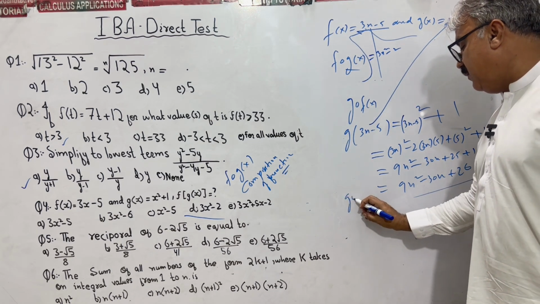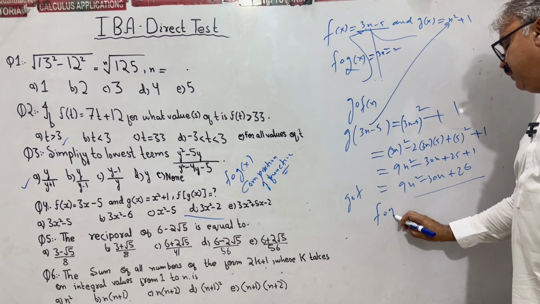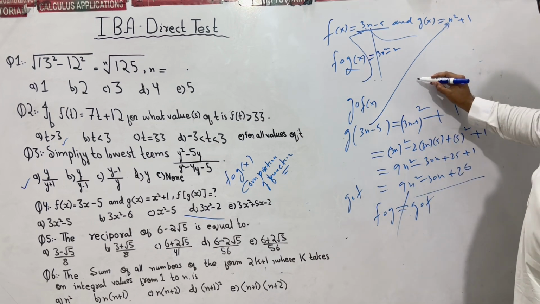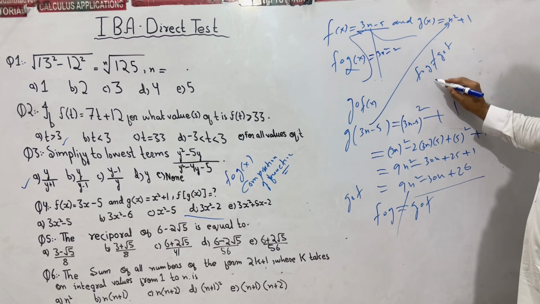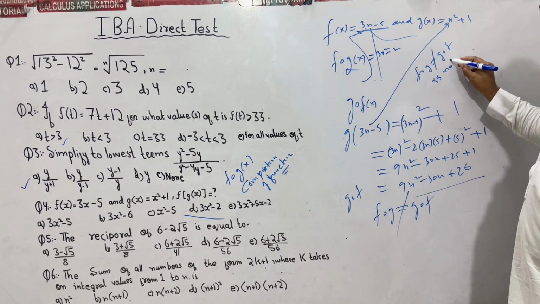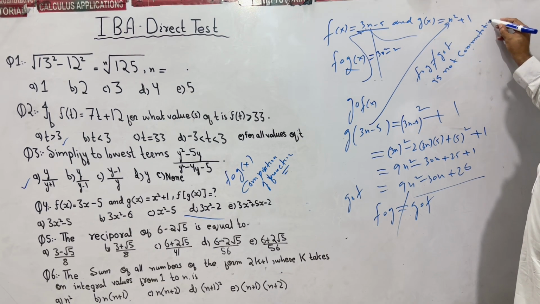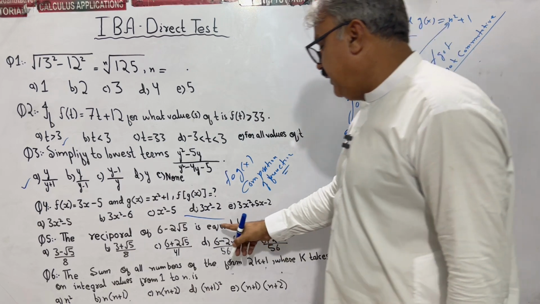That's the value of g of f. One can easily verify: f of g does not equal g of f. f of g does not equal g of f means composition of function is not commutative.